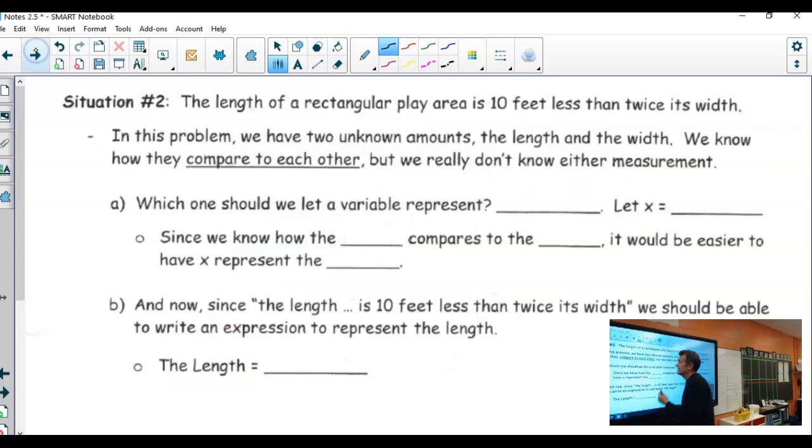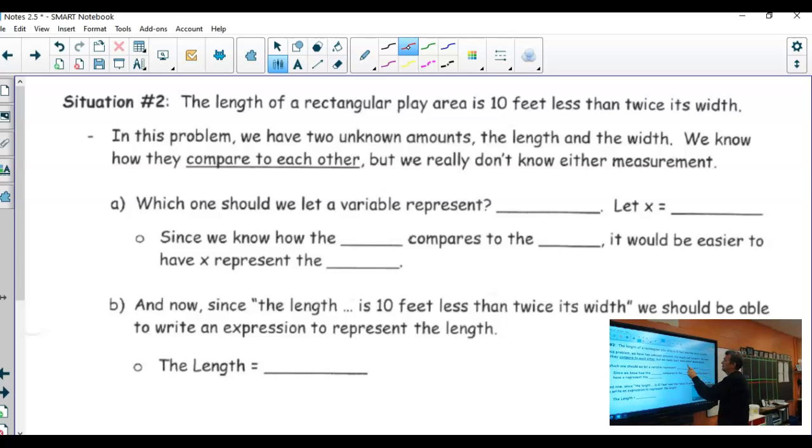All right, let's do the next example. In this example, I did not tell you what X represents. You have to choose. But I'm going to give you some advice on that. Typically, you would like to choose what X represents to be an unknown amount, always an unknown amount. But you want to choose the amount, well, let me show you.